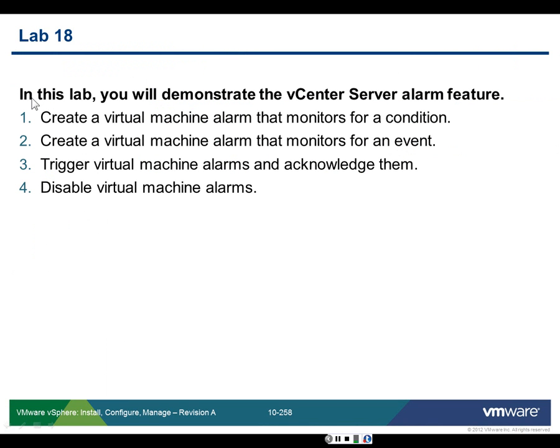In this lab, you will, one, create a virtual machine alarm that monitors for a condition, such as CPU utilization greater than 95%. Then, create a virtual machine alarm that monitors for an event, such as bringing up a virtual machine. And then do something to trigger the virtual machine alarms, and then acknowledge the alarm by right-clicking and selecting Acknowledge. And then lastly, disable the virtual machine alarms.